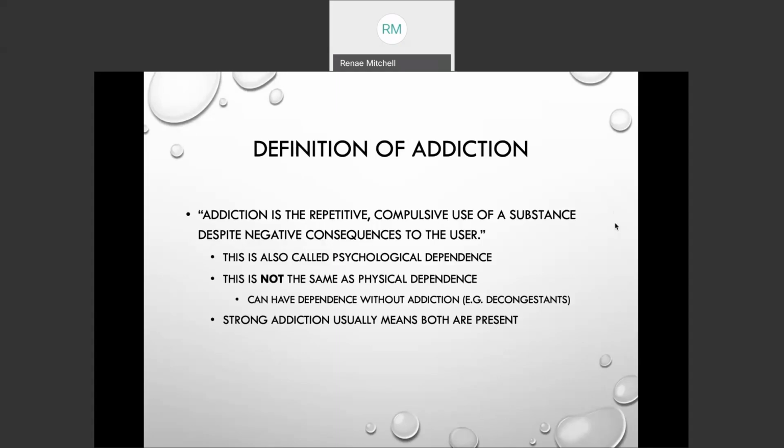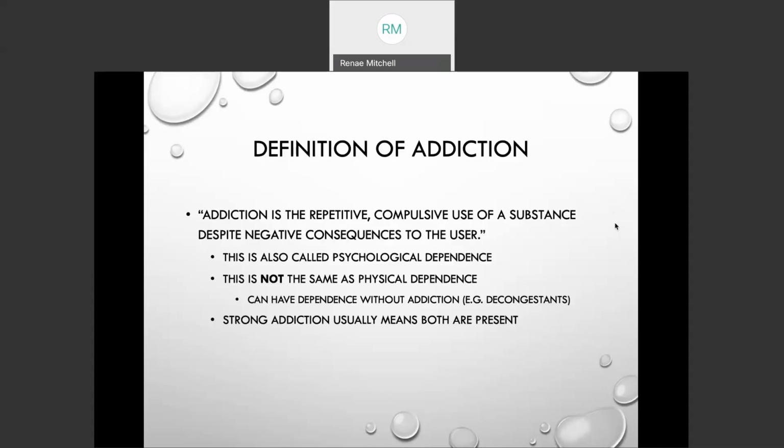So, for our purposes, we'll be defining addiction as the repeated compulsive use of a substance despite negative consequences. So, it's using substances based on a compulsion, an urge, a drive repeatedly, even in the face of some unintended negative effects. This is also a way to define psychological dependence. It's a phenomenon that falls into the category of the way we think or the way we behave or the way we feel.